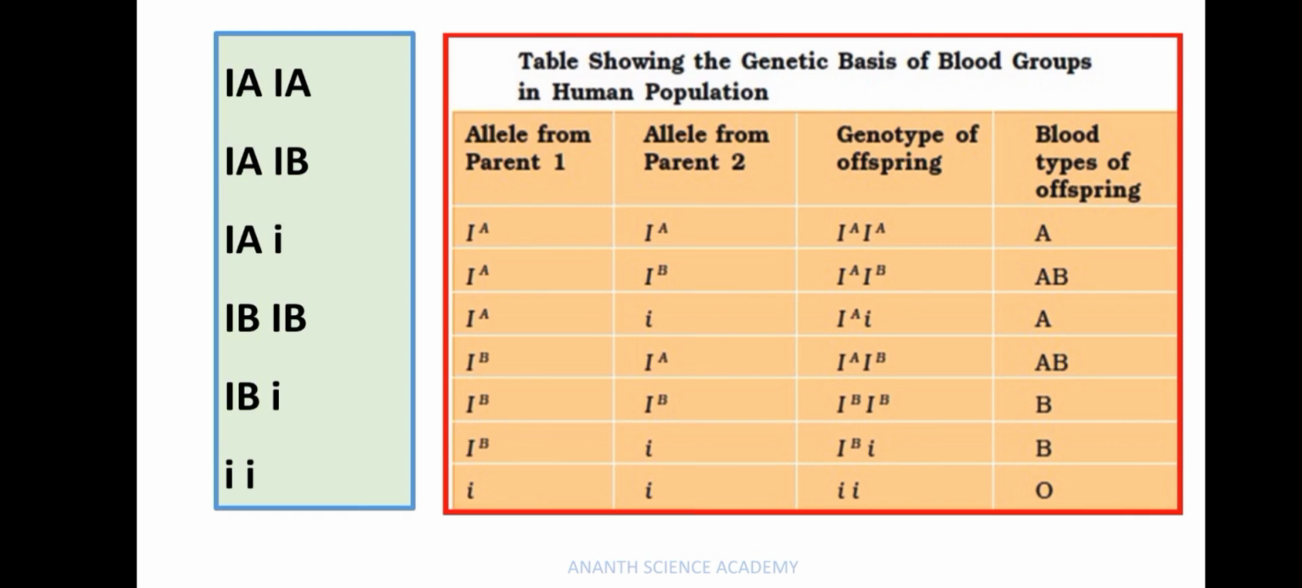On the right side, the tabular column is given. It is also given in our NCERT reader. There are 7 types given. Don't get confused with that. IAIB is given 2 times. So, 3 different types of alleles in combination produce 6 different types of genotypes. Be clear with this.